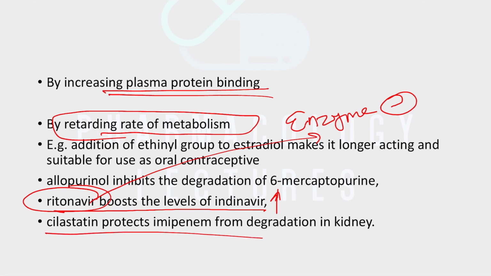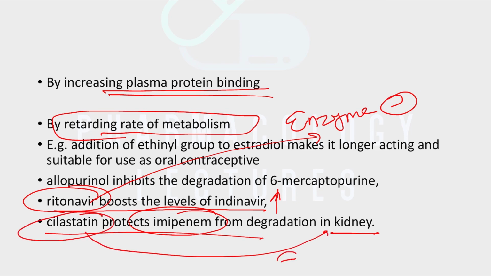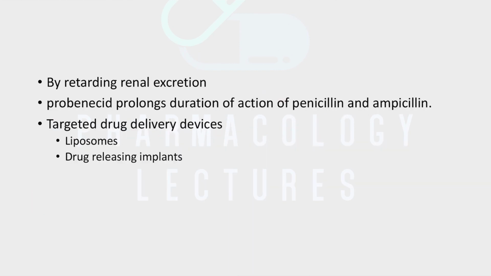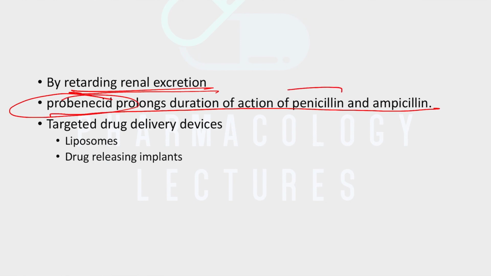Another example is cilastatin and imipenem. Imipenem is an antimicrobial drug. Its metabolism occurs in the kidney. So if we give it along with cilastatin, cilastatin inhibits its metabolism, so imipenem concentration increases. So this is the way you can increase the duration of action. You can also decrease its renal excretion. Renal excretion can be decreased, and we have seen the classical example of probenecid given with penicillins.